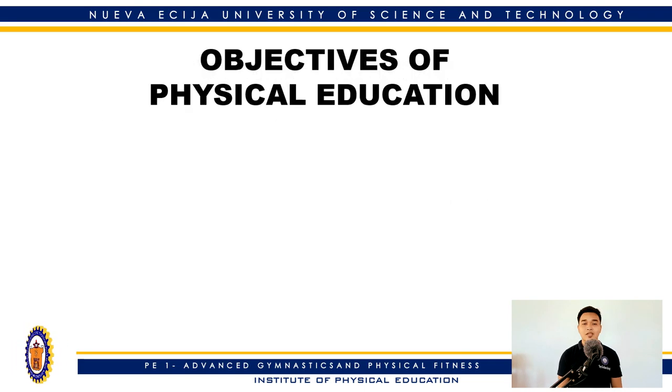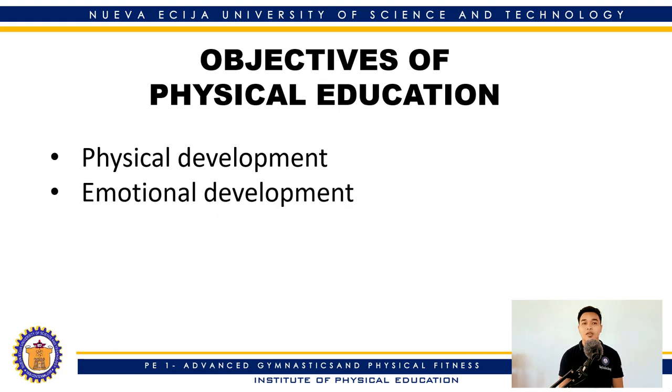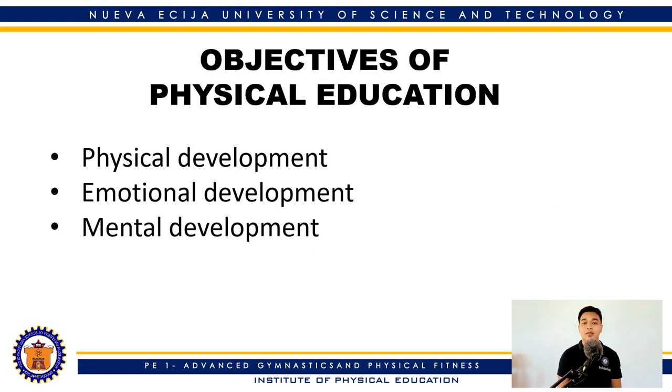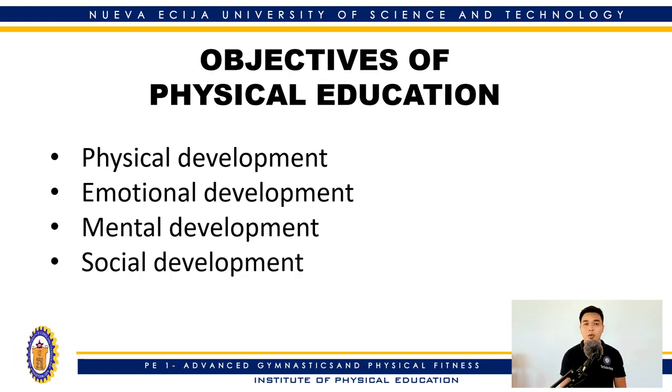Now, we have objectives of physical education. We have physical development, emotional development, mental development, and social development. When we talk about objectives of physical education, as you can see, it shows the different aspects that we will develop, because here in PE, we will not just deal or focus on the physical development of an individual, but we will also develop your emotional, mental, and social aspects.